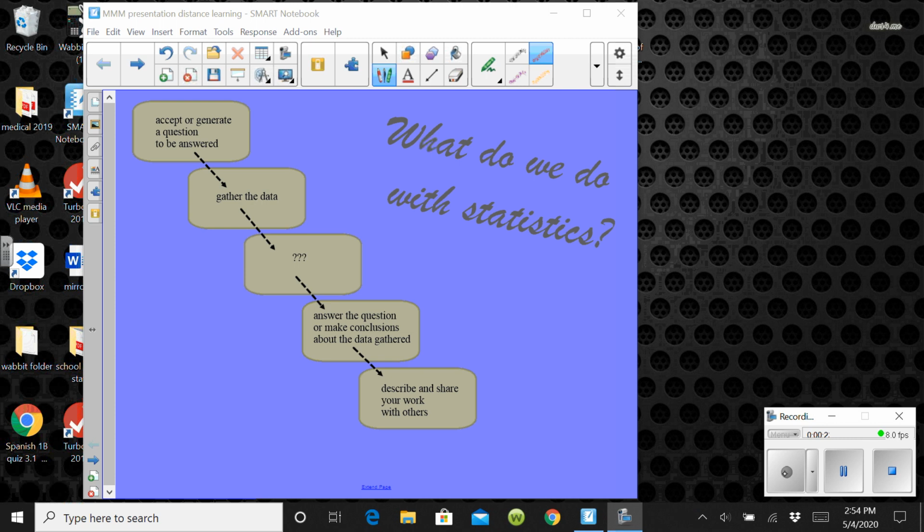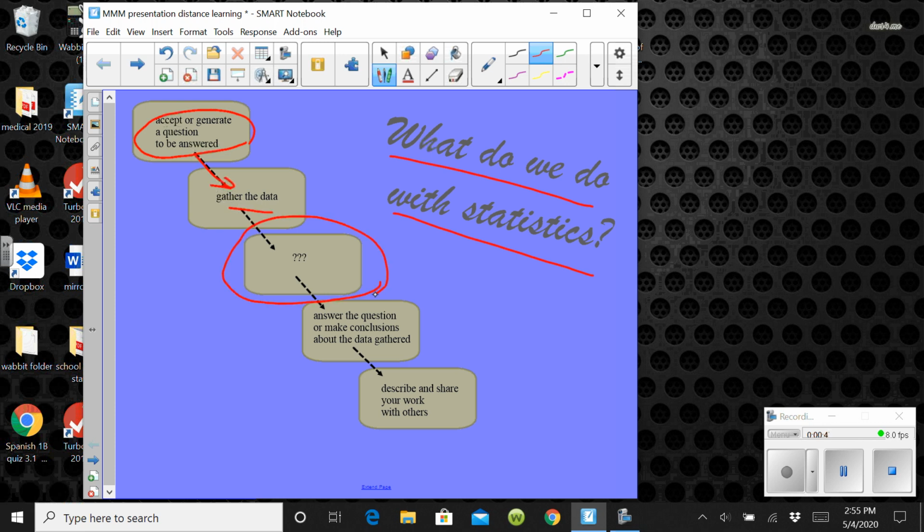In previous lessons, we've talked about what a statistician does. What do we do? You start with a question that needs to be answered. Then as a statistician, you're the expert on gathering data, so you gather the data. Do you remember what the third step of the process is? So we gather the data, and then this is where we study the data, we analyze the data, and we try to make sense out of all that information that we've gathered.